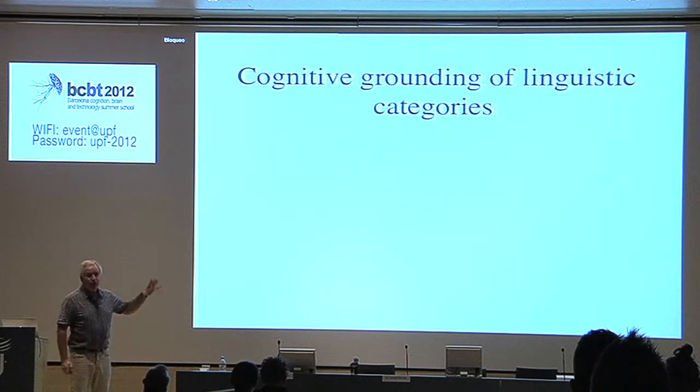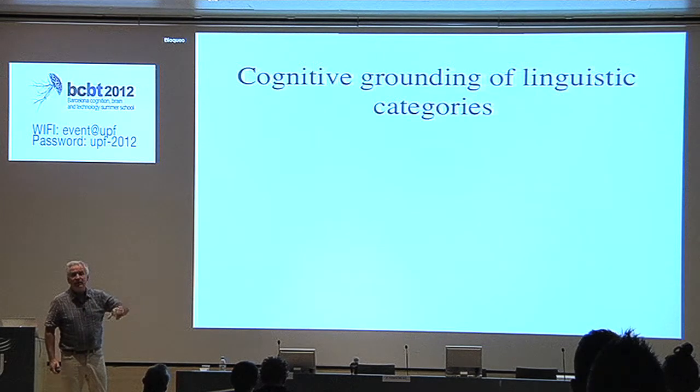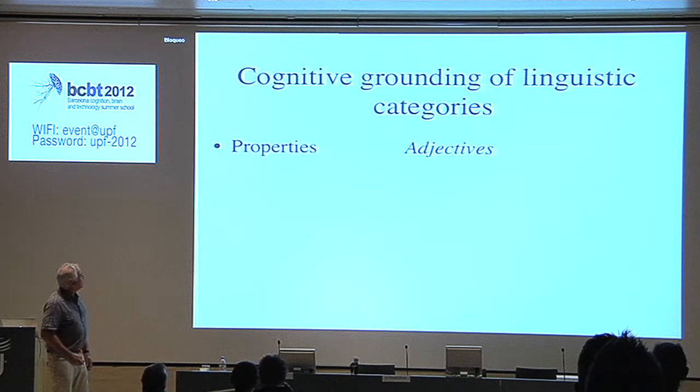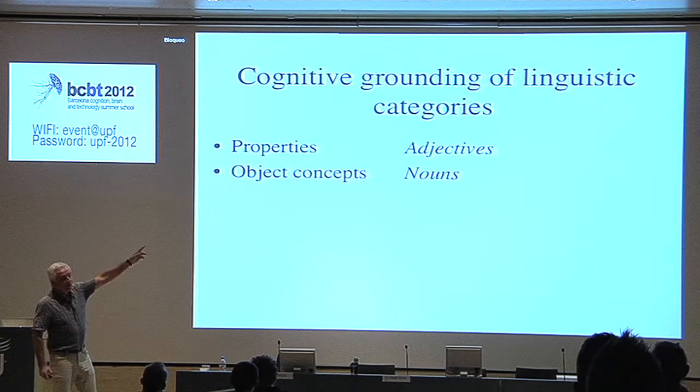So I use this distinction between properties and concepts to make a very simple mapping between properties as mapping onto adjectives.